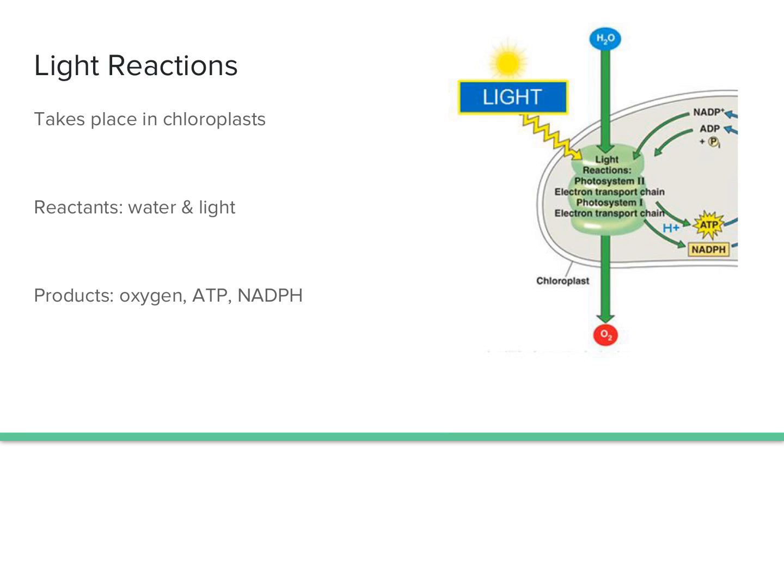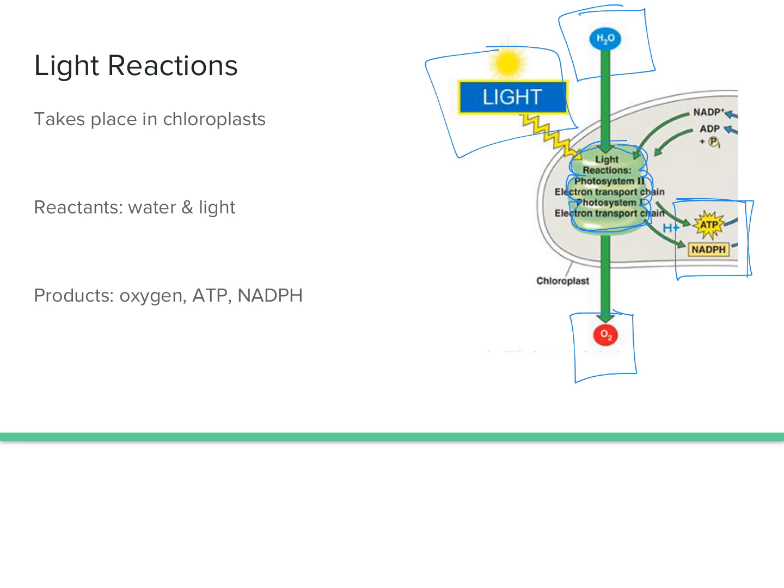Okay, so the light reactions take place in the chloroplast, specifically in the thylakoids. If you see this right here, that green stack, this is where the light reactions are happening. Our reactants for the light reactions are water and light, so here and here. And our products are oxygen, ATP, and NADPH. So we're taking water, making oxygen by using light, and then we're going to use that ATP and NADPH in the next set of cycles.